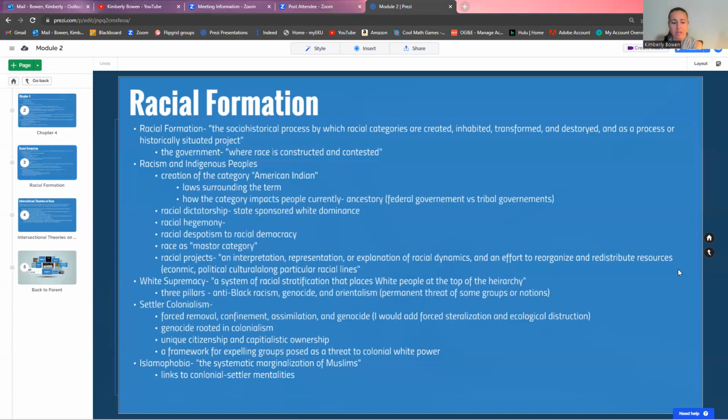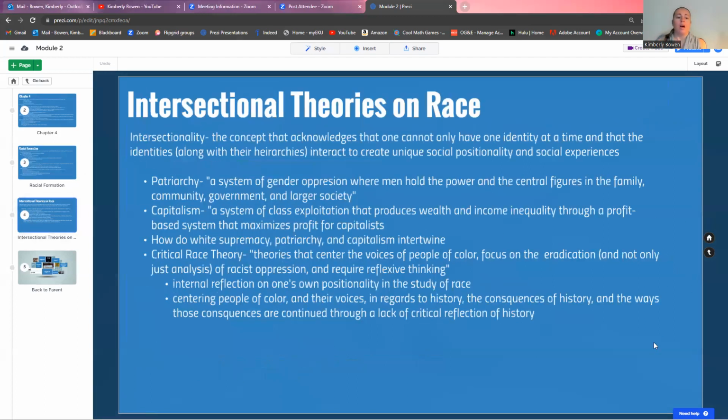And then we also have Islamophobia, which is just the systemic marginalization of Muslims in this country. And it's again a link to those settler colonialistic mentalities and their links to Christianity. All right, we're almost there. This is a lot of information and it's a lot of theory. So take a breath, take a break if you need to. But I'm going to power through this last one and then get to it.